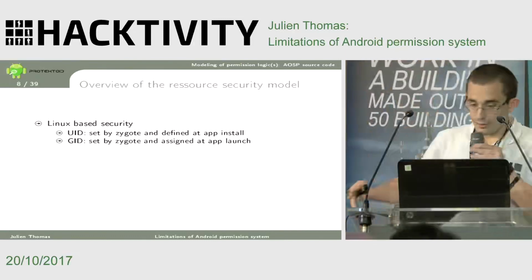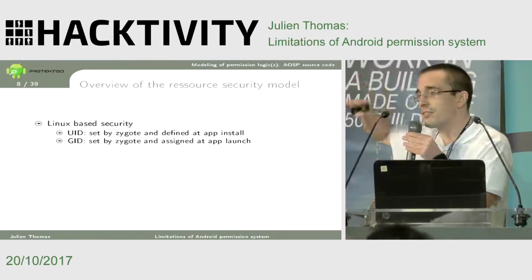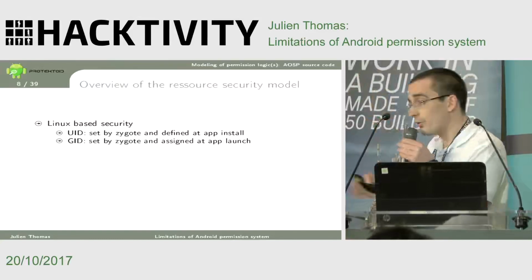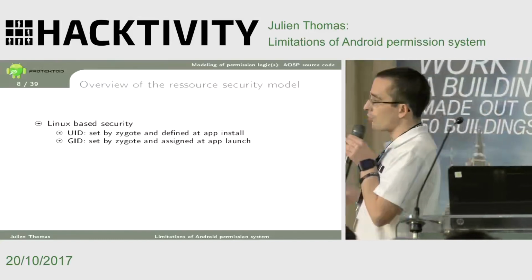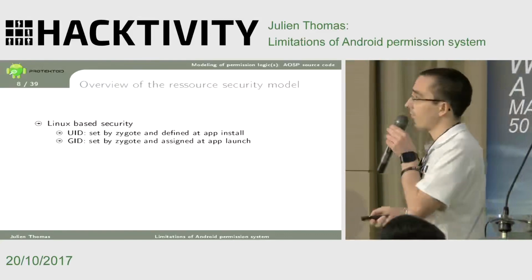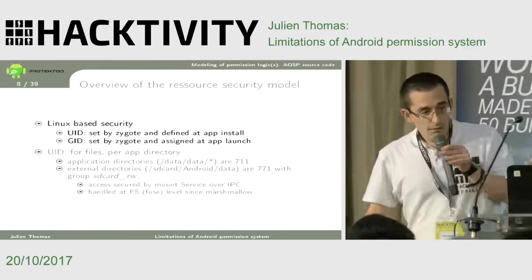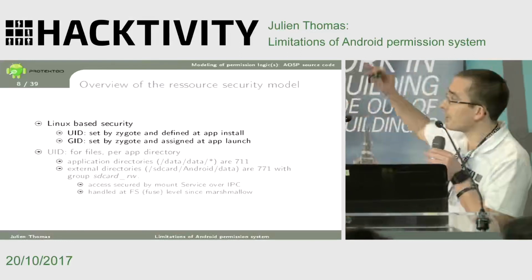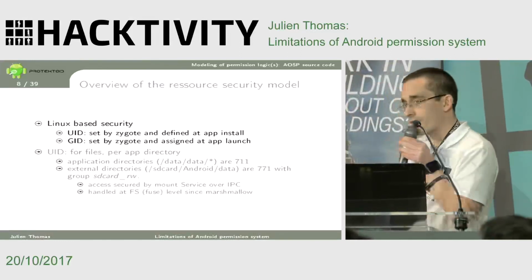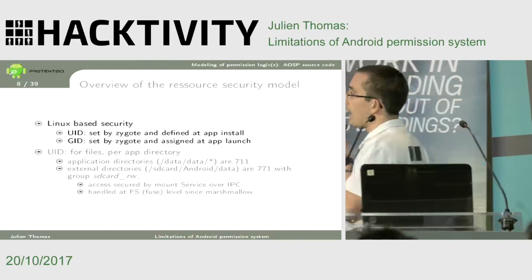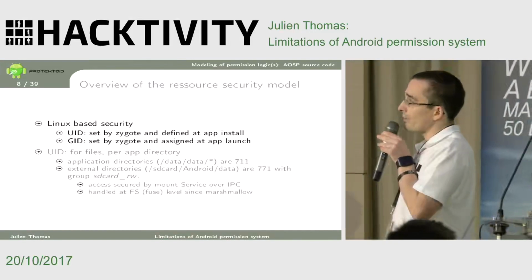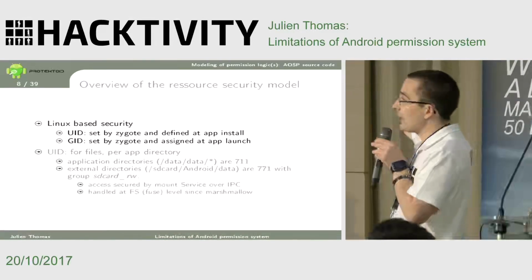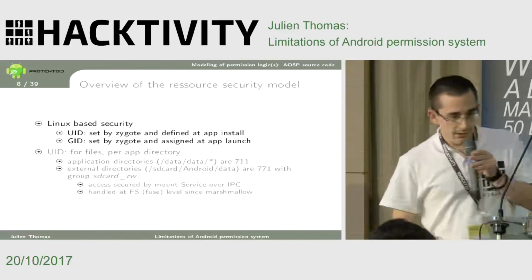And it does two things. When you install an application, its UID is defined and set, and cannot be changed. And when you launch the application, it gets granted group IDs based on the permissions it has. Generally, UID is made for protecting files. So the application directory is protected by the user ID of the application, and the external directory is protected by the user ID and the group ID called SD card read write.